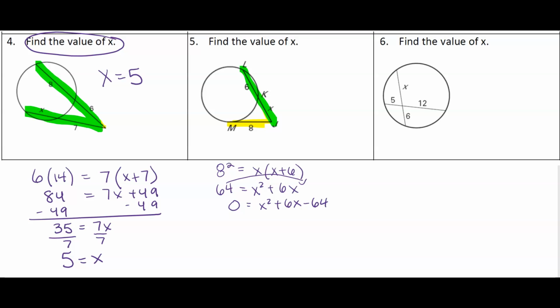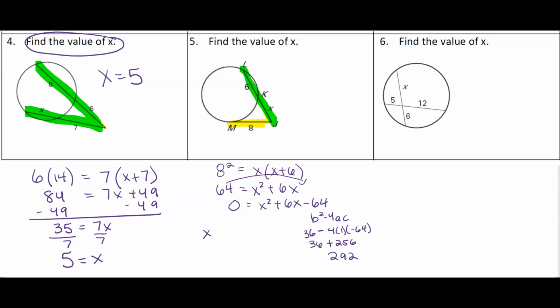And for this one, I'm going to see if it will factor. So I'm going to do b squared minus 4ac. So that's going to be 36 minus 4 times 1 times negative 64. So 4 times 64, that's going to turn into positive 256. And that plus 36 is going to give us 292. And 292 is not a perfect square.